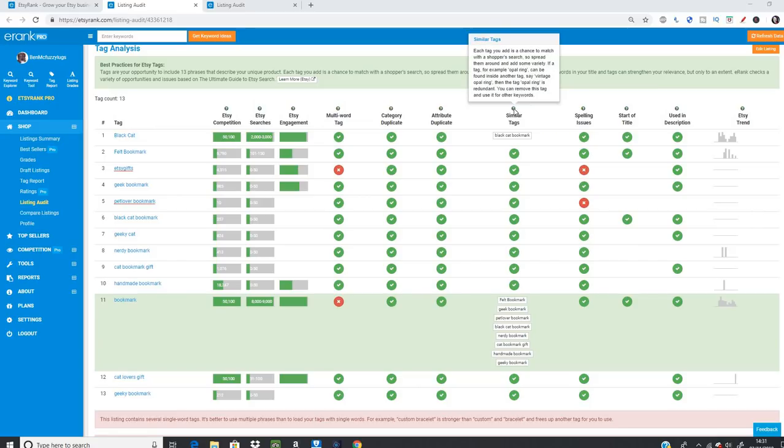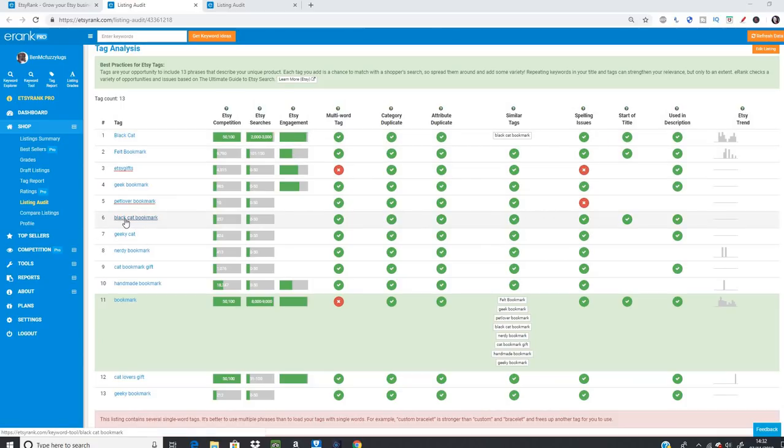Similar tags, it's just like what we were saying. If I have bookmark and felt bookmark, then they're kind of similar to each other. And the good thing here is, rather than just having a red cross, it shows us what these actual tags are that it's similar to. So as we can see, black cat is similar to black cat bookmark, which is also a tag I've got here. Black cat is in that term, so it tells us it's possibly a redundant tag. And then spelling issues, this is showing us where we might have some spelling problems. So Etsy gifts is not a word when it's all rolled into one. It was a hashtag.